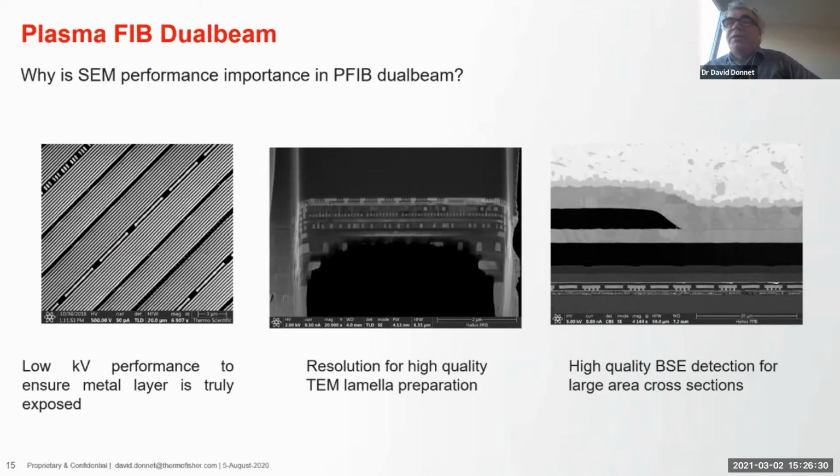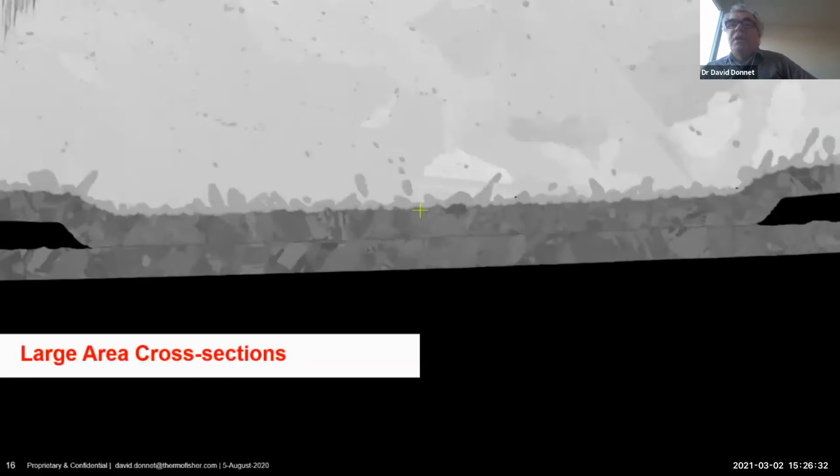So let's look at these three applications. We'll start off with the large area cross sections. This is maybe the simplest to understand, and is also perhaps the most common amongst users of plasma FIB, not only for semiconductor, but for all applications.